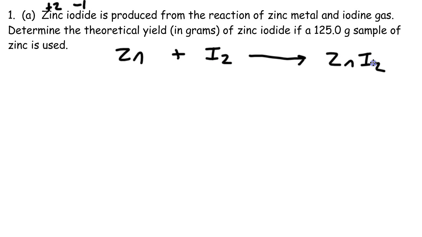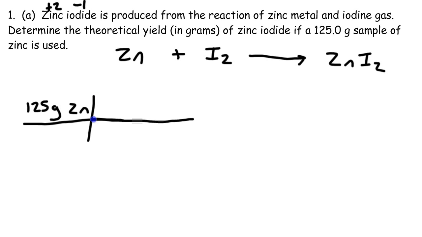So now we need to start working on our conversion. My given information is 125 grams of zinc. I need to convert that all the way to, sorry, not iodine, zinc iodide. In order to convert grams of zinc to moles of zinc, I'm going to divide by the molar mass. If you look on the periodic table, the molar mass of zinc is 65.4 grams. So 65.4 grams of zinc is equal to 1 mole of zinc.